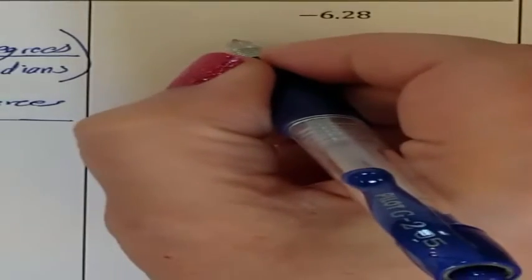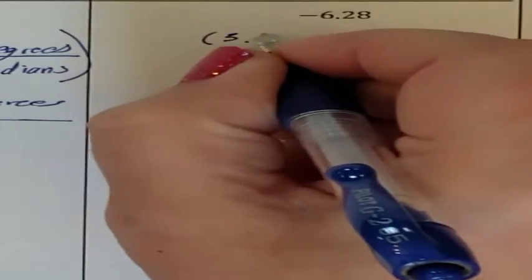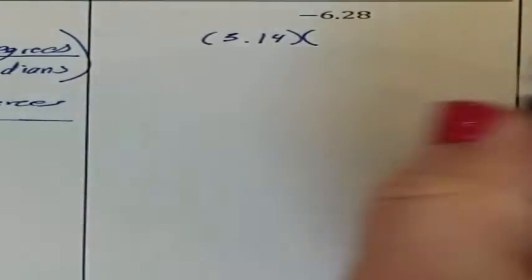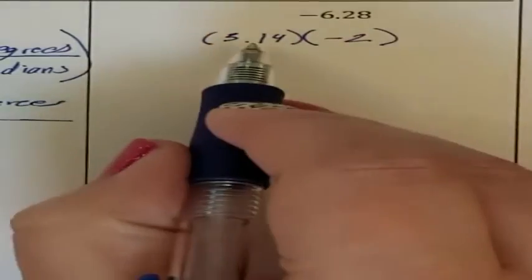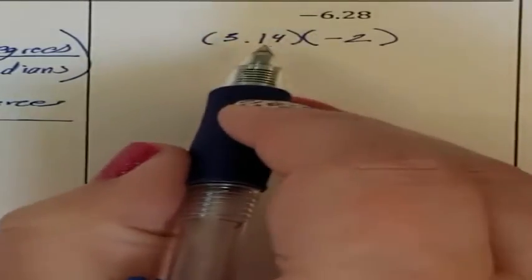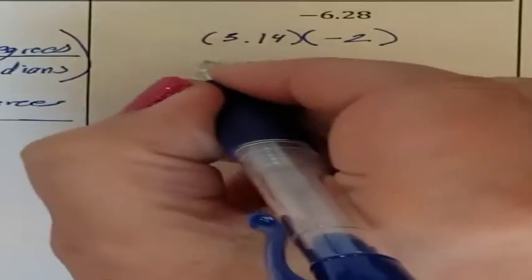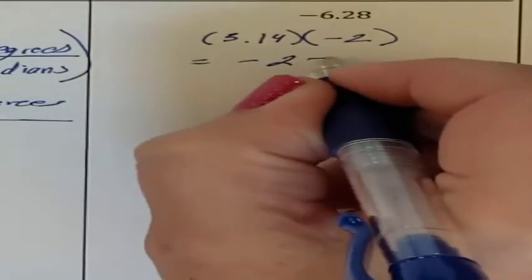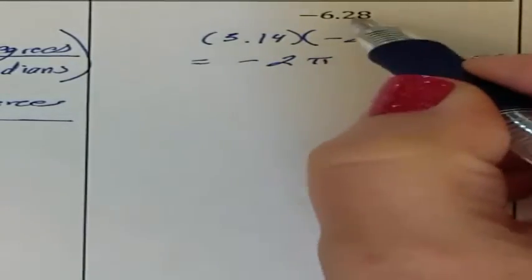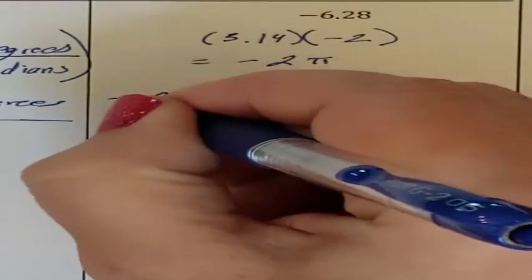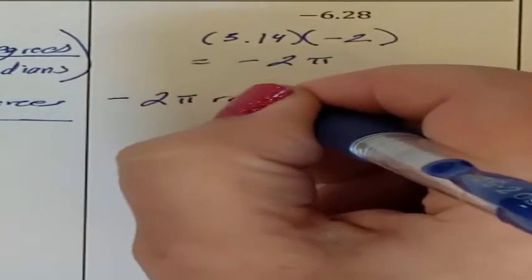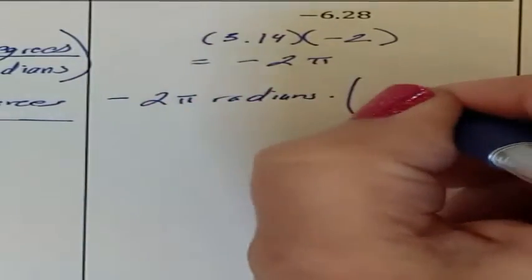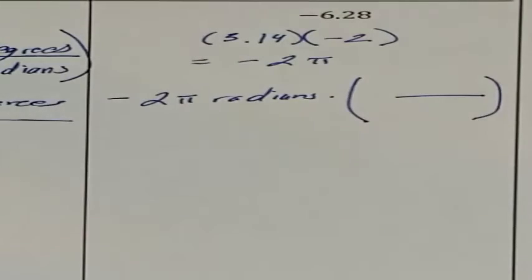So if I rewrote this as 3.14 times, what would that have been? That would have been a negative 2. This would have been the same as this. This is pi. So we're going to rewrite this as a negative 2 pi. So this is in radians. So I have a negative 2 pi radians, and I want to convert it into degrees.